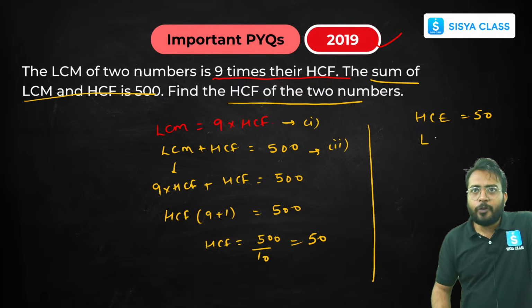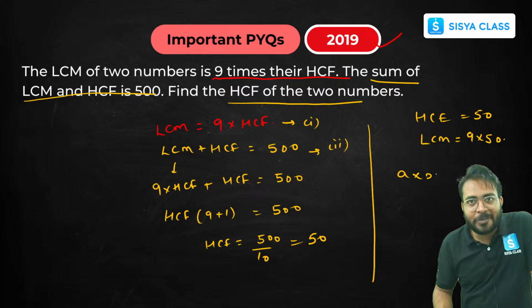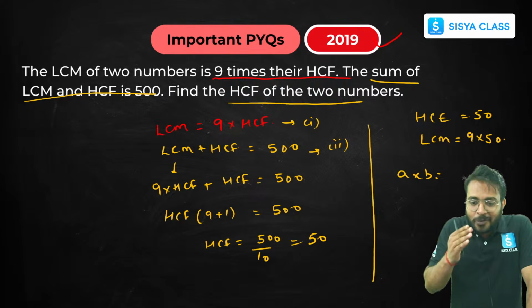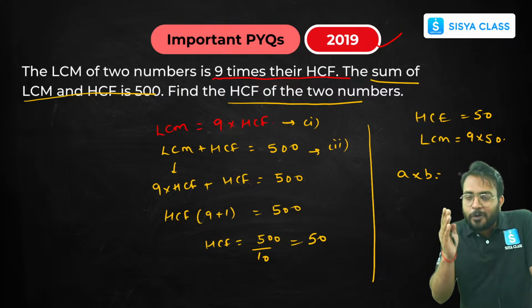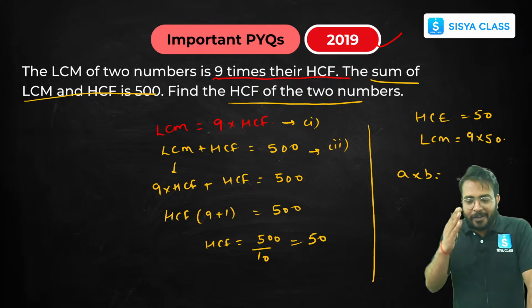Now once HCF is known, 50, can you find out the LCM? Yes, we can find out the LCM, that is going to be 9 into 50. Fine. So can we find out the product of these two numbers? Yes, we can. The product of these two numbers is going to be 450 into 50. Yes or no?